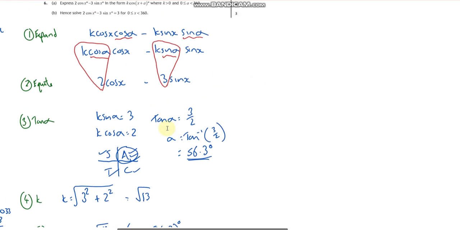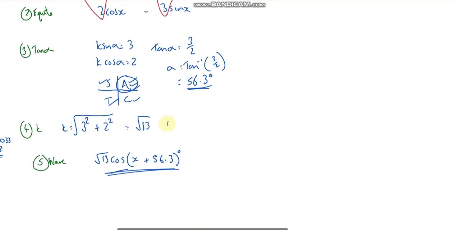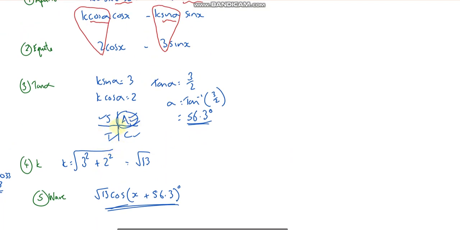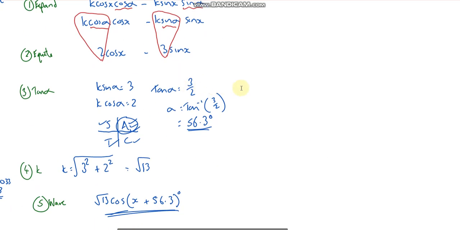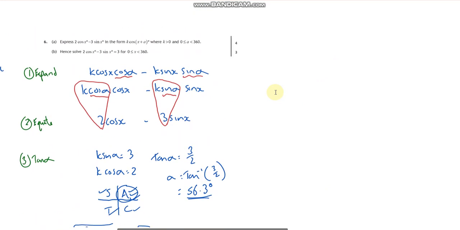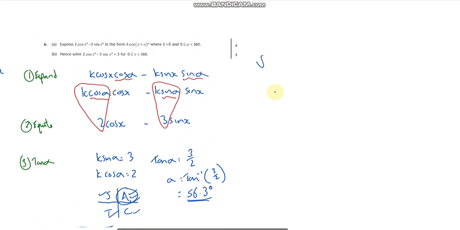Okay, so exact same process as before. Not come across any negatives yet, so hopefully we'll see one of them soon. But exact same as before. I moved this up here, the same difference really, but you might want to just keep that together. If one of these was negative, I'd have to just change this number and the alpha would be in a different quadrant. And then the second part is the exact same again. So root 13, 56.3. So root 13 cos x plus 56.3.